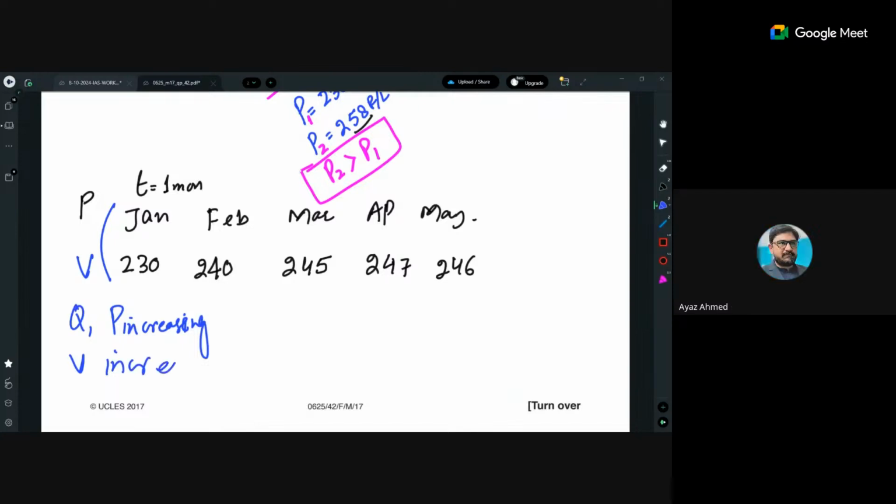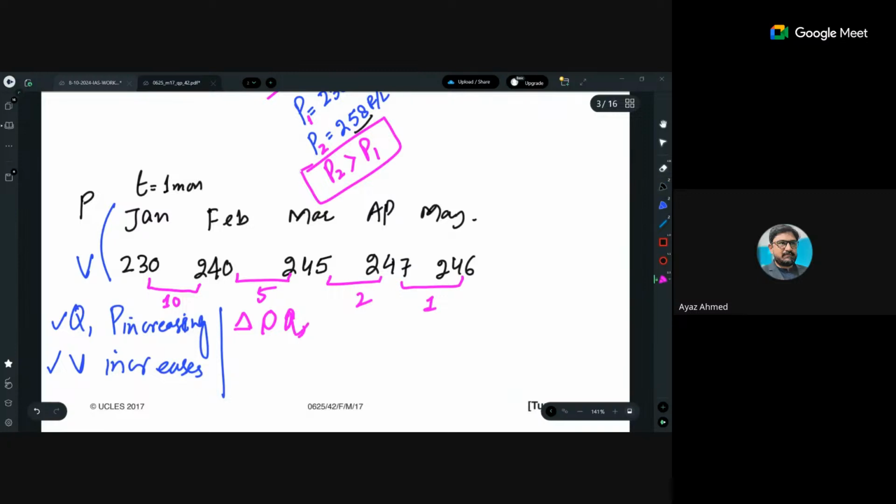Increases. Very good. Question number 2, is the change in P increasing or decreasing? In the first month, it changed by 10 rupees, then 5, then 2, then 1. So what about the change? It decreases. Yes, the change decreases.